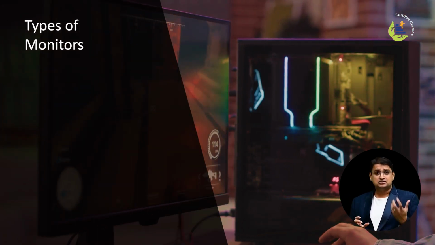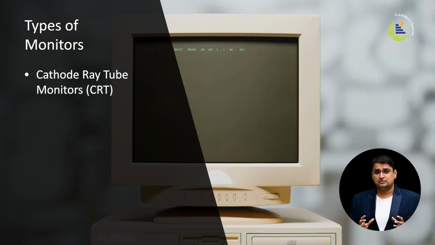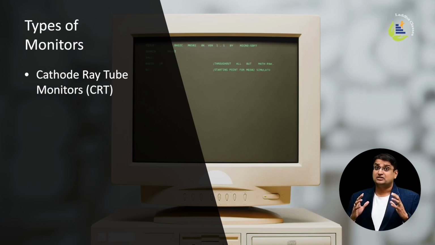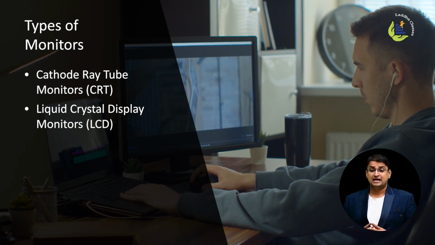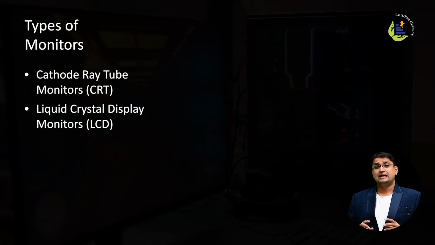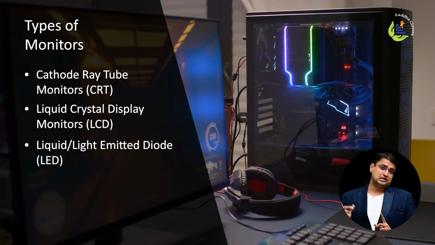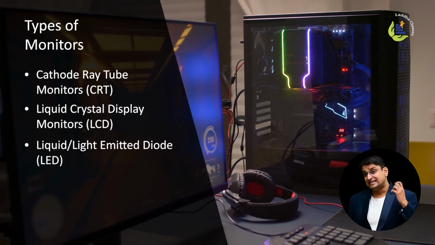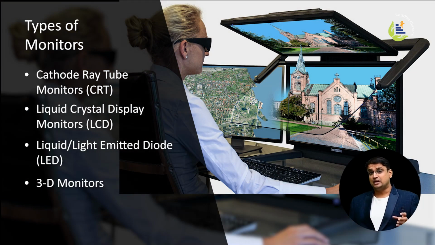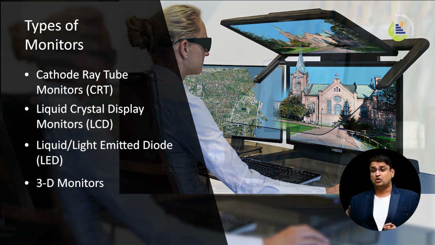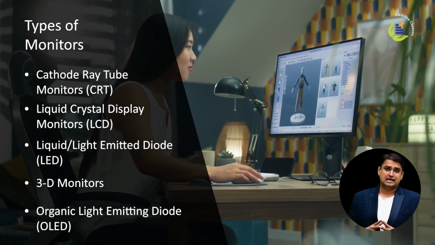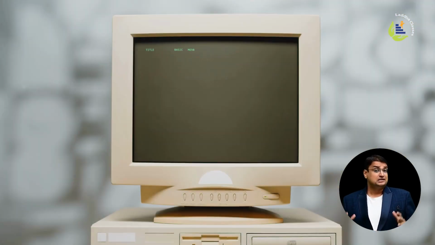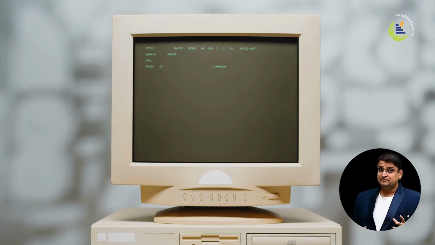Types of monitors: cathode ray tube, that is CRT monitors; liquid crystal display, that is LCD monitors; light emitting diode, that is LED monitors; 3D monitors; organic light emitting diode, that is OLED monitors. Let's understand these types in detail.